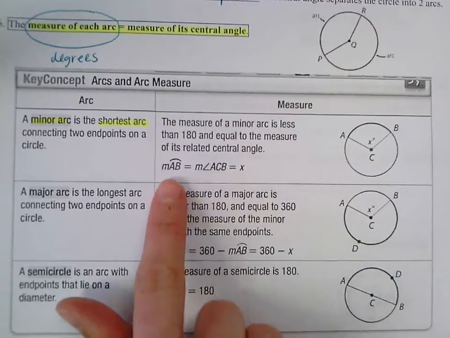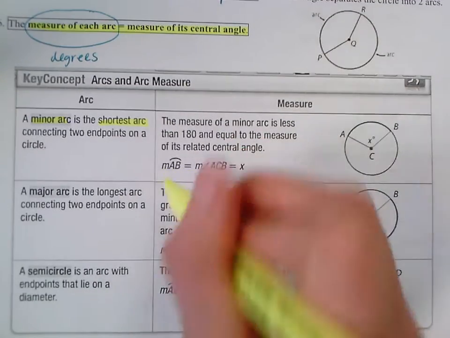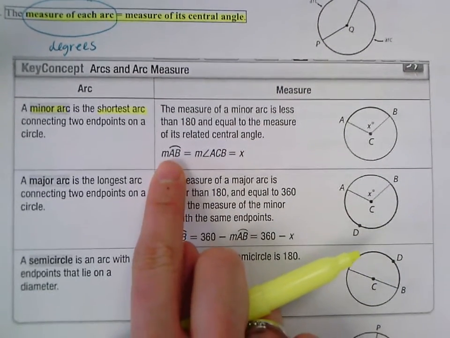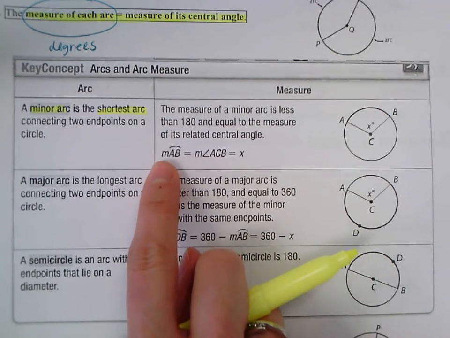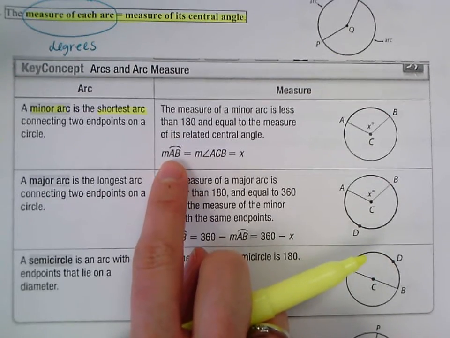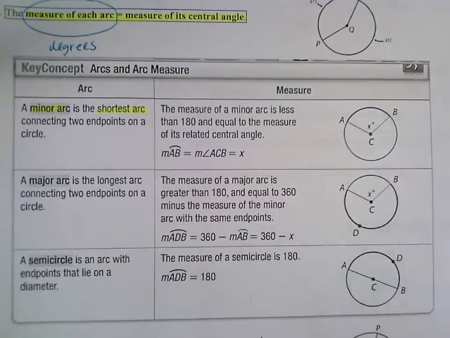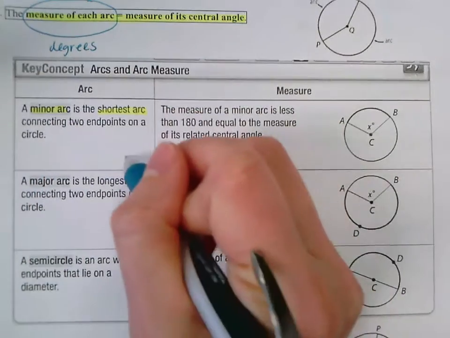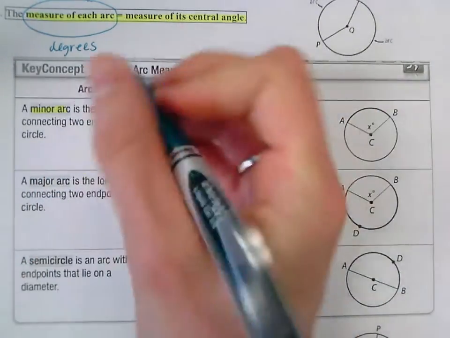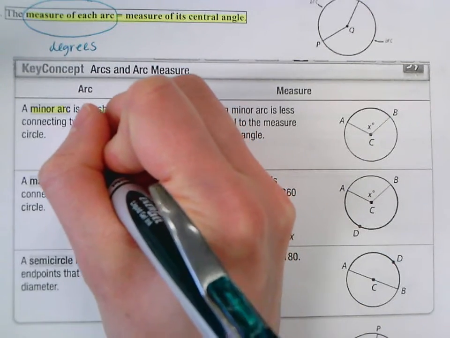And then I want to draw your attention to how it's named as well. So notice how you name the measure of an arc. You put the M for the measure, and then you put the two endpoints if it's a minor arc. So actually, I'm going to write that here. So a minor arc is named using two endpoints.